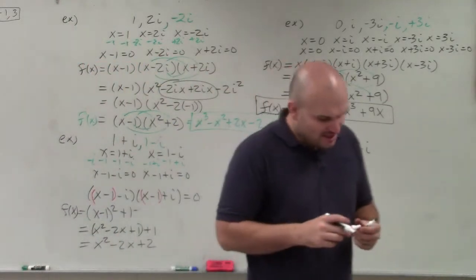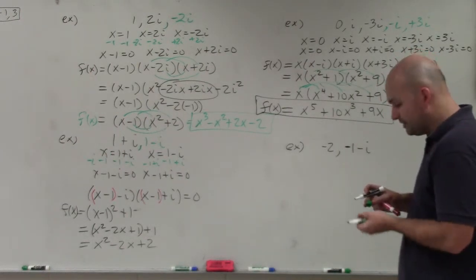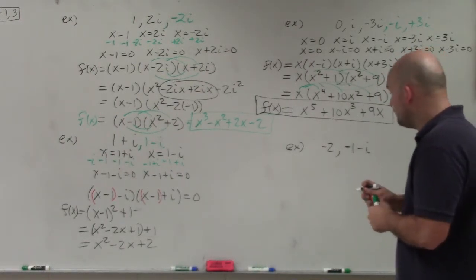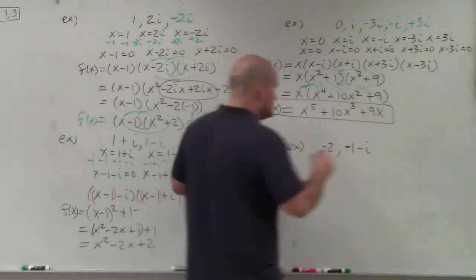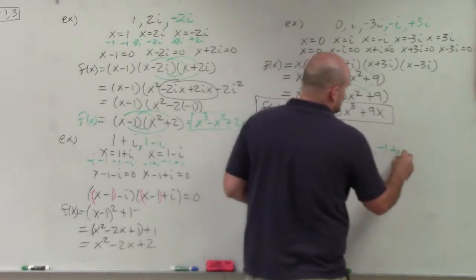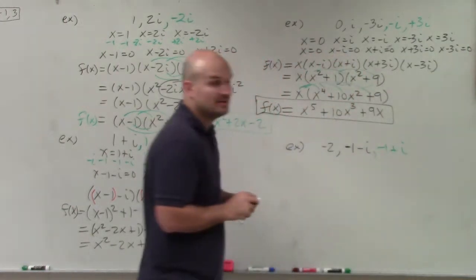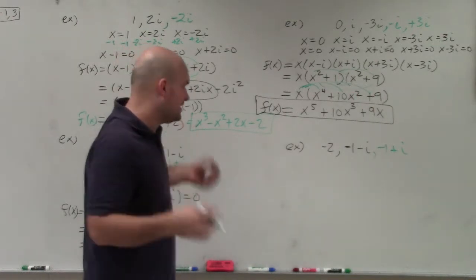Done. OK, so let's go and do this one more time here. Here I have negative 2, and then I have negative 1 minus i. So now when doing a problem like this, again, you have to use your conjugate. So the conjugate, the 1 is still going to be negative. But now my i is going to be positive.